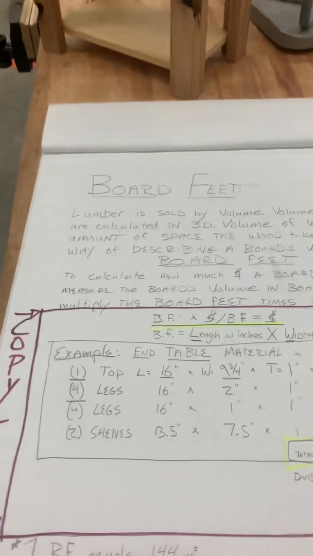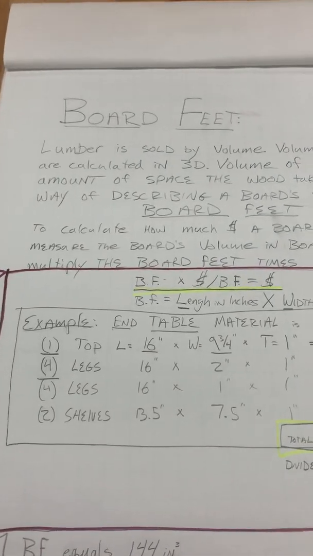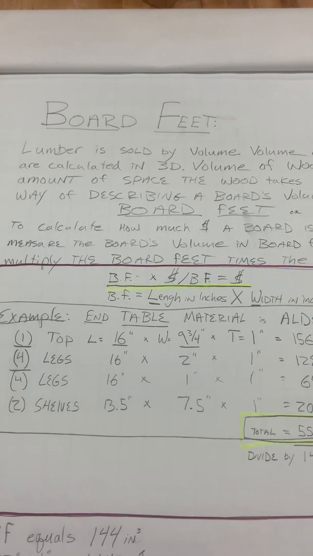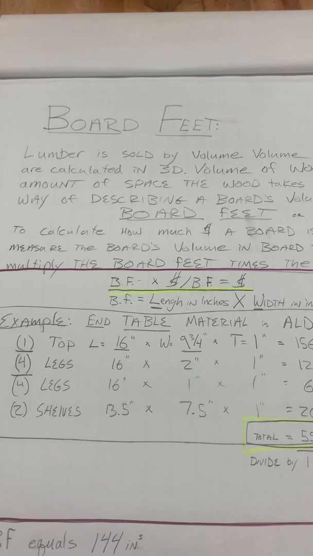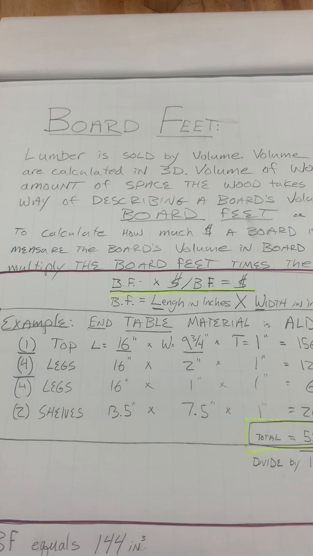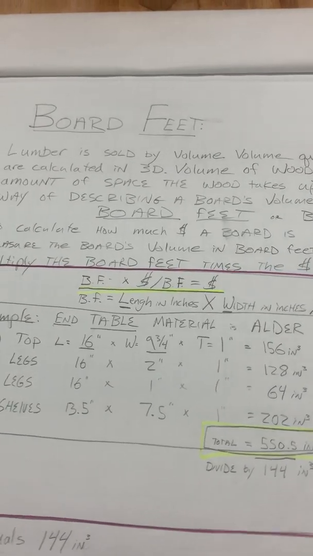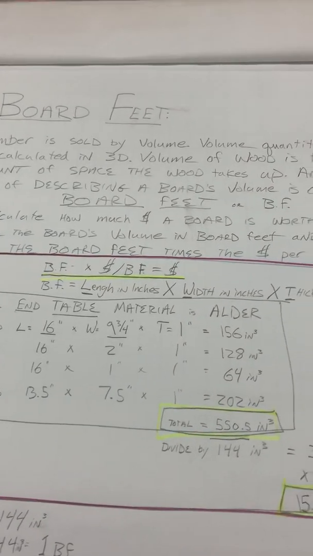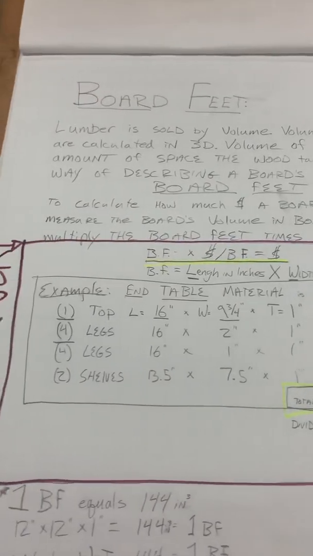So for our end table example right here, the material's alder, and there's one tabletop that's 16 inches long, length is always the longest one, times 9 3/4 width. That's like the width of your shoulders. That's the next longest dimension. And then times the thickness. That's like how thick a book is. Okay, so length times width times thickness, we got 16 times 9.75 times 1 inch. That's 156 inches cubed because there's 3 dimensions.